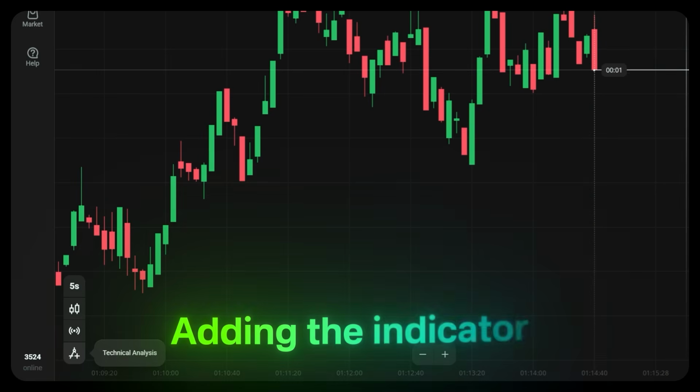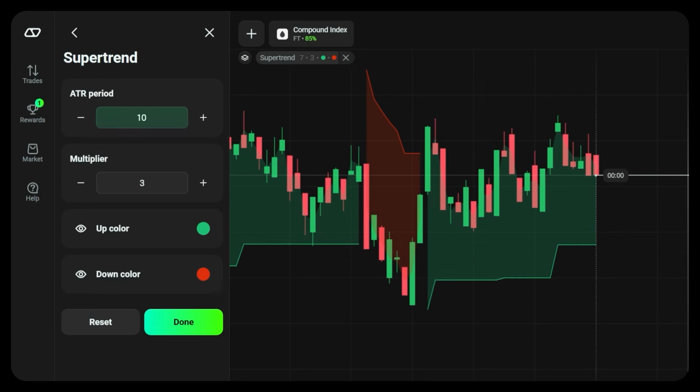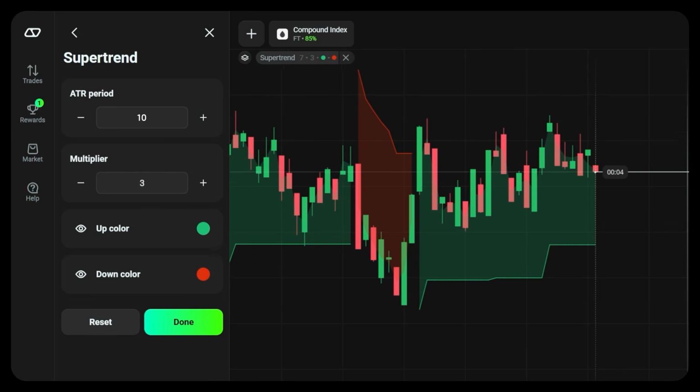I want you to open your Olymptrade chart right now, then add a Supertrend indicator. Leave the period 10 and multiplier 3 settings alone, as these defaults are stable across most assets and time frames. And changing them before you understand what the defaults show makes the chart harder to read.